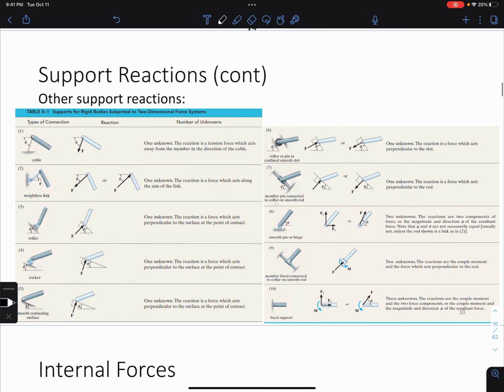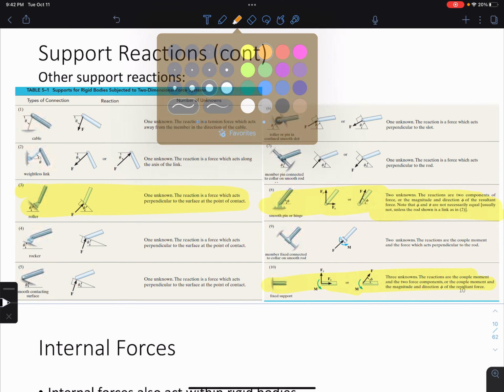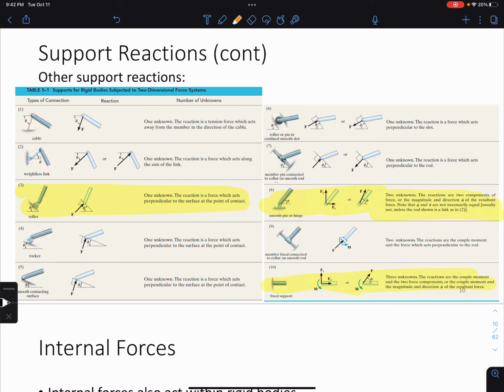Now, this is the table I was telling you on slide 10 that I'm going to be referring back to. I'm going to highlight the really important support reactions that we'll be going over a lot. The roller, the pin and hinge, the fixed support, and the second kind of important ones are also rockers, which is the same as the roller. If you see a rocker, that's the same as a roller.